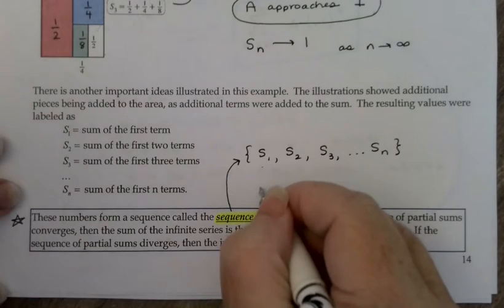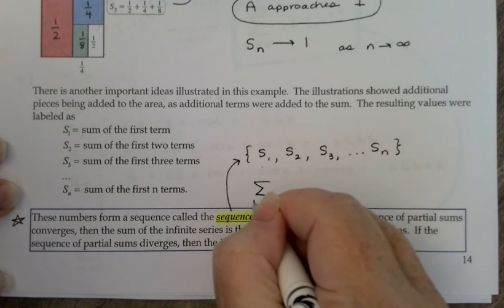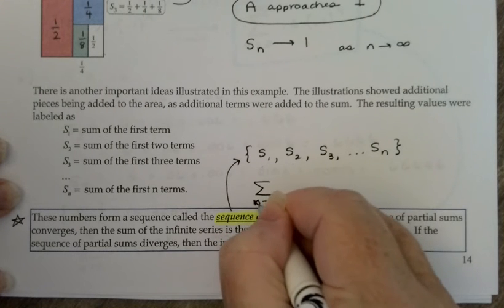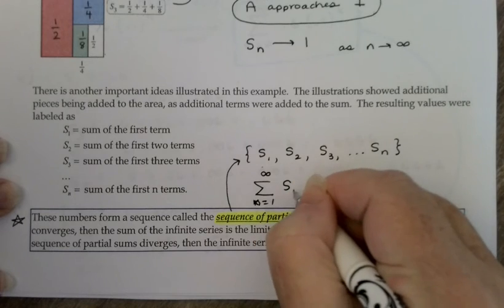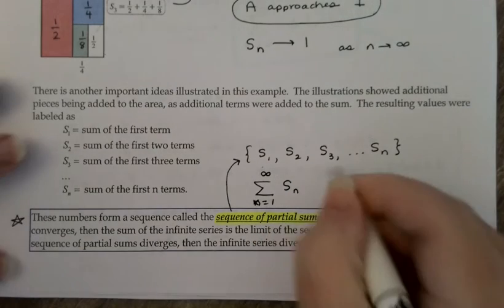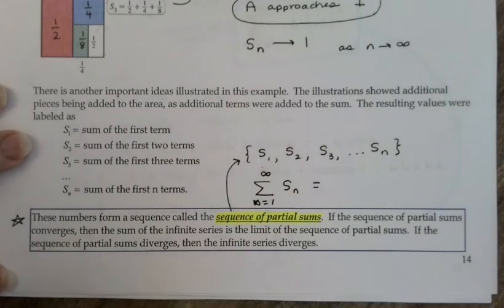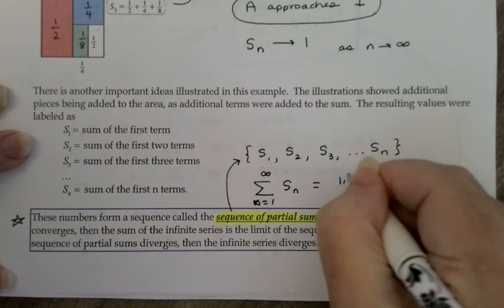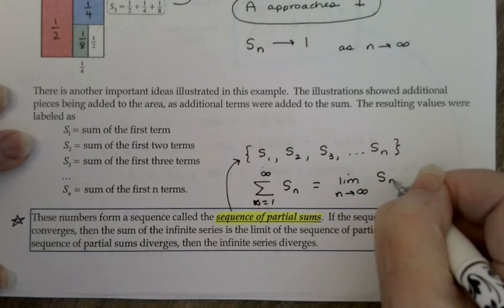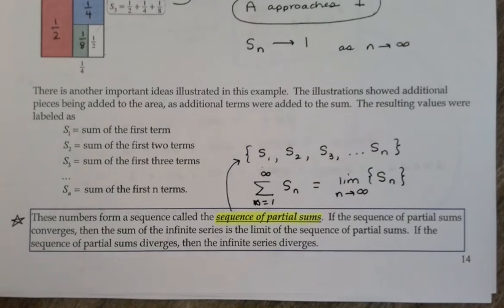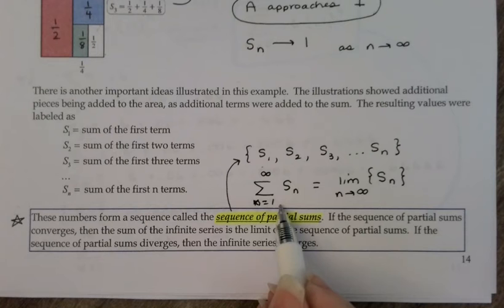So what we're really saying here is if I wanted to sum, let's say as n goes from 1 to infinity, these S sub n's, that series sum is the same as the limit as n goes to infinity of the sequence of partial sums. So again, really nice here. We've got a way of summing a series by looking at a limit of a sequence, which we already know how to do a lot of things with.